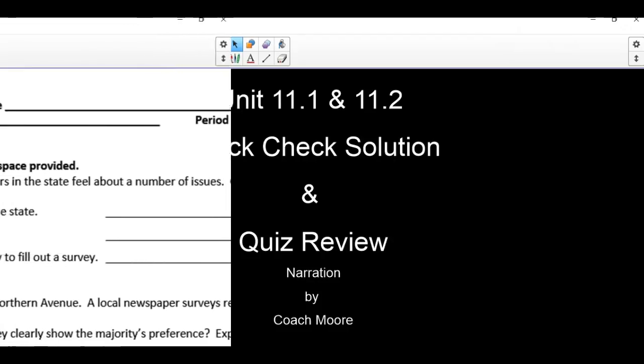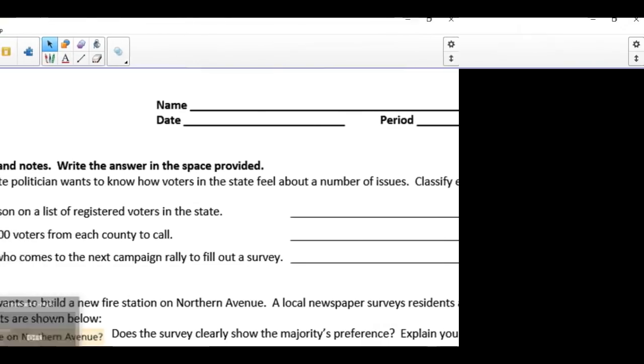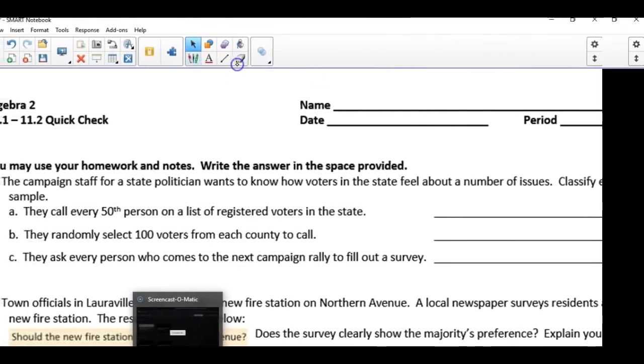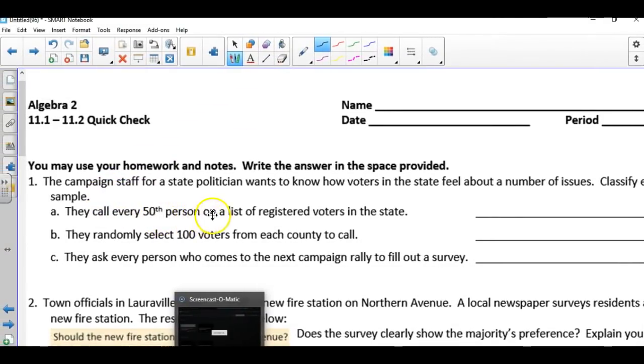All right, first looking at the quick check, guys. With this quick check, let's go through these terms. They called every 50th person on a list of registered voters in the state. Well, guys, systematic. All right, systematic, because there's a system here to this. Let me rewrite that. Systematic.